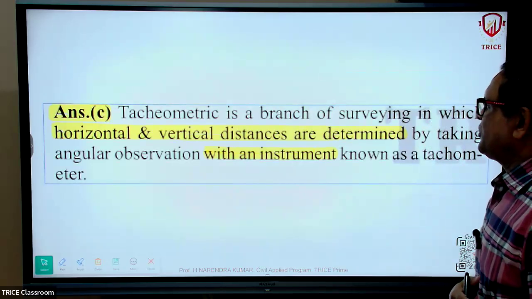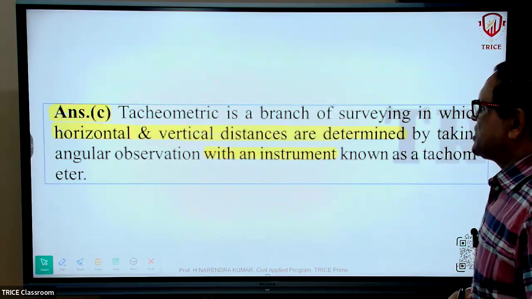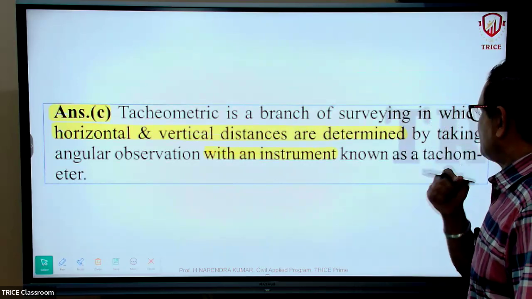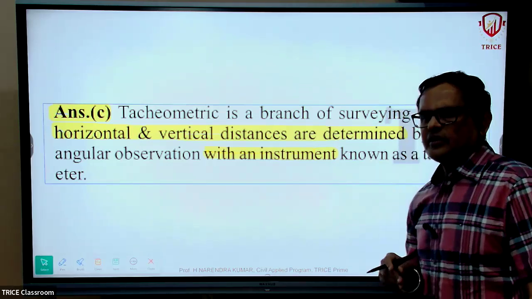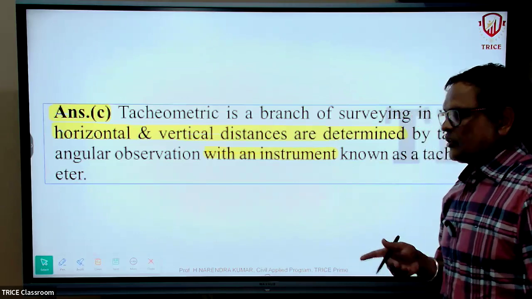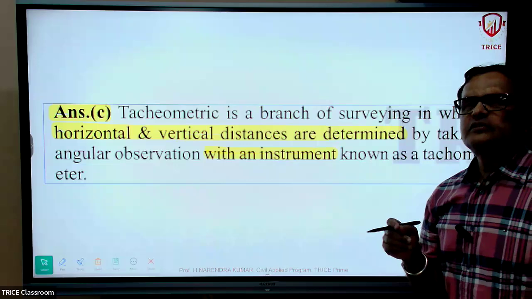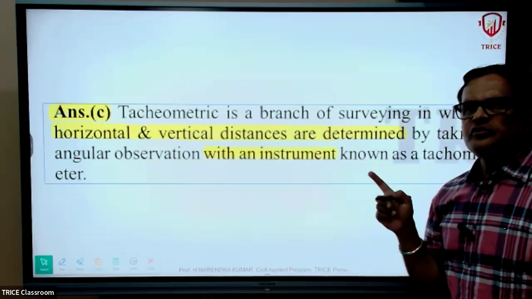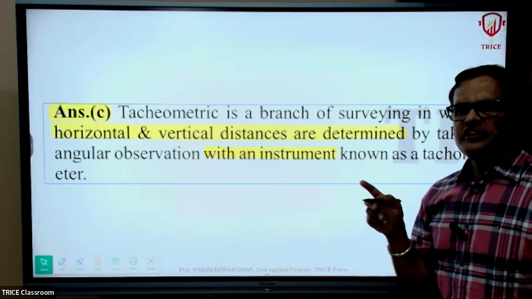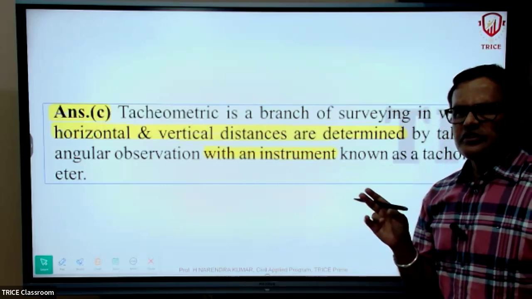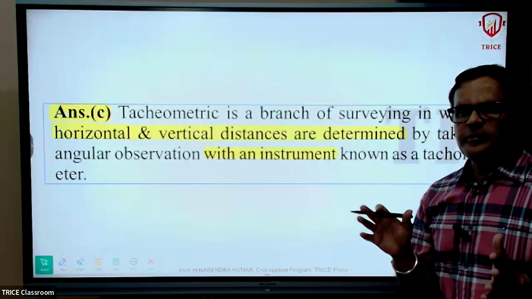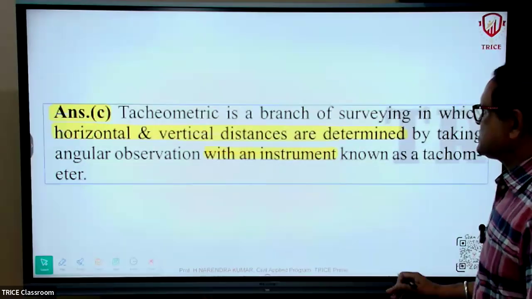Okay, answer is C. Tachymetric surveying is a branch of surveying in which horizontal and vertical distances are determined by taking angular observations with an instrument. Even though it is called tachymetric surveying, we are going to make use of the observations along with an instrument, the theodolite fitted with stadia crosshair. It's called a tachymeter. A leveling staff is used so that we can determine both horizontal and vertical distances simultaneously.